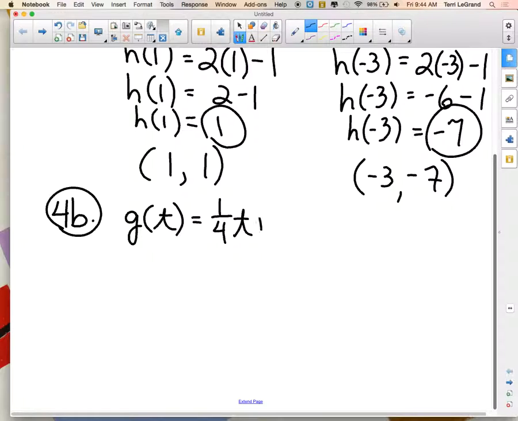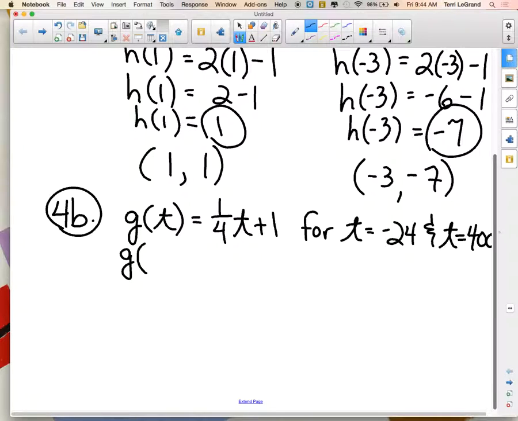What's the independent variable this time? T, and that's t. So we are to use g of t as our function. G of t equals 1/4 t plus 1 is our function. We are to do this one for t equals our domain values of -24 and t equals 400. Okay, so g of, what's going to go in here for our first one? G of what? -24. We are evaluating the function for the domain value -24.